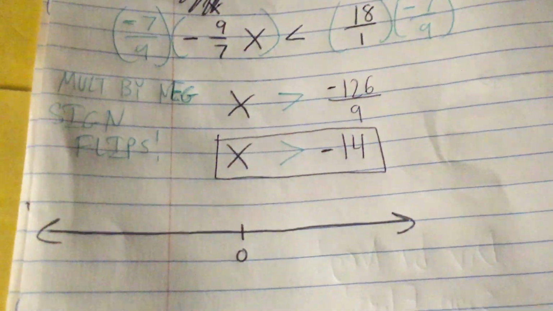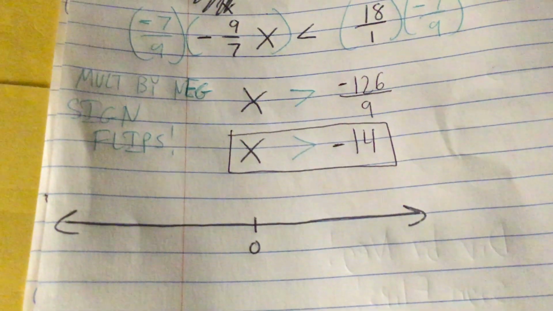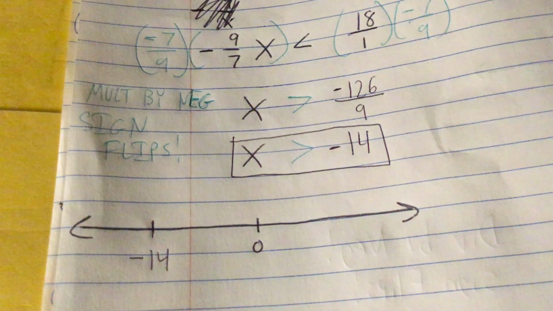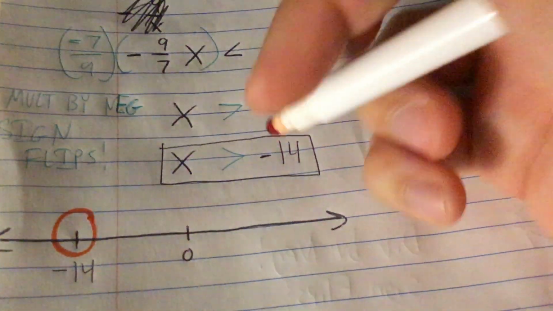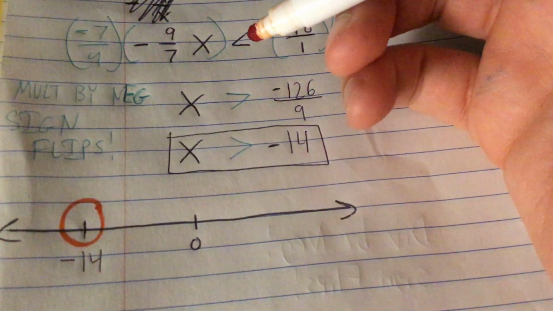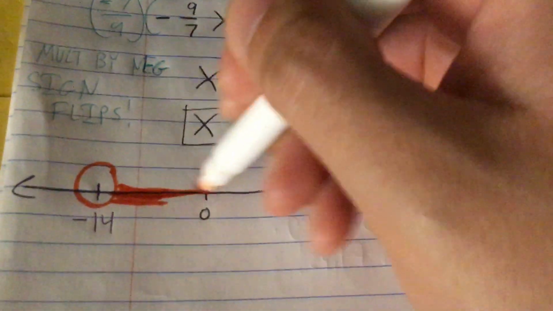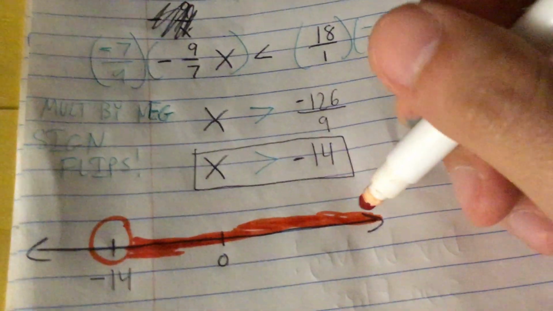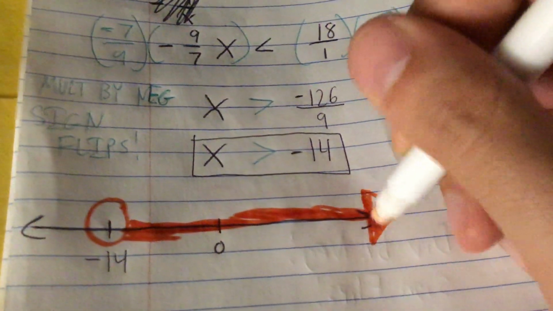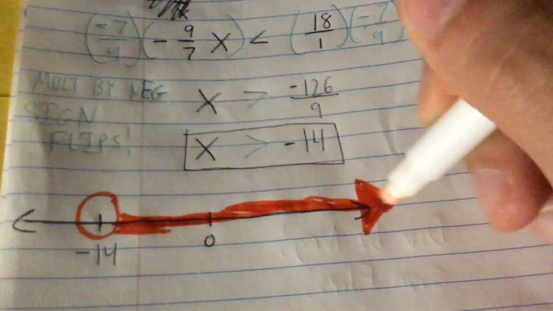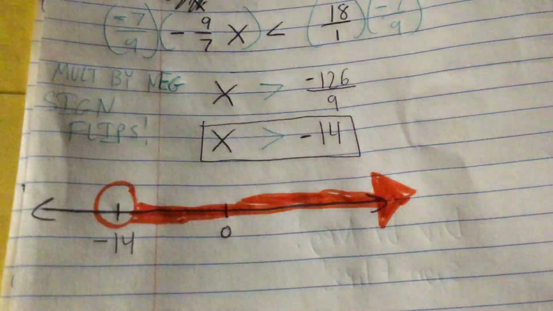So now where is negative 14? To the left or to the right of 0? To the left. So I put negative 14 over here. If x is greater than negative 14, I'm going to circle my endpoint. What numbers are greater than negative 14? To the left or to the right of negative 14? To the right. So I shade to the right. And at the end of the number line, I put a big fat arrow. And here we go. Good as new.